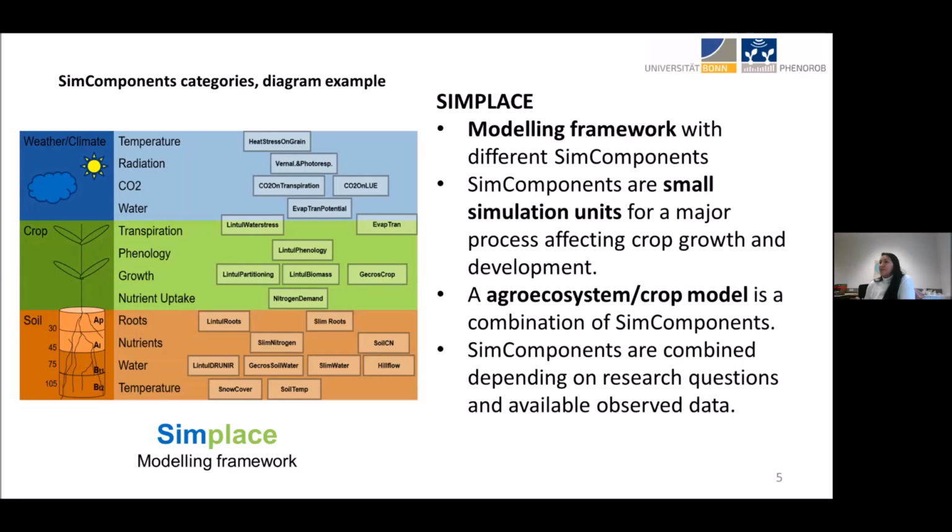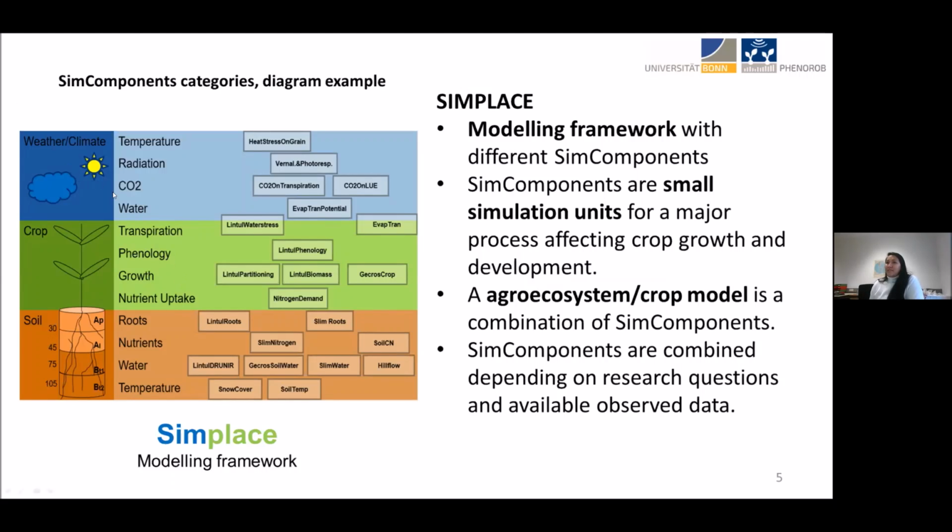The Simplex modeling framework is comprised of different sync components. One sync component is a small simulation unit that represents an important process in terms of crop growth and development. An agroecosystem model is a combination of these sync components. The combination depends on the complexity of the simulation, but also on the availability of observations and the quality of the observed data.